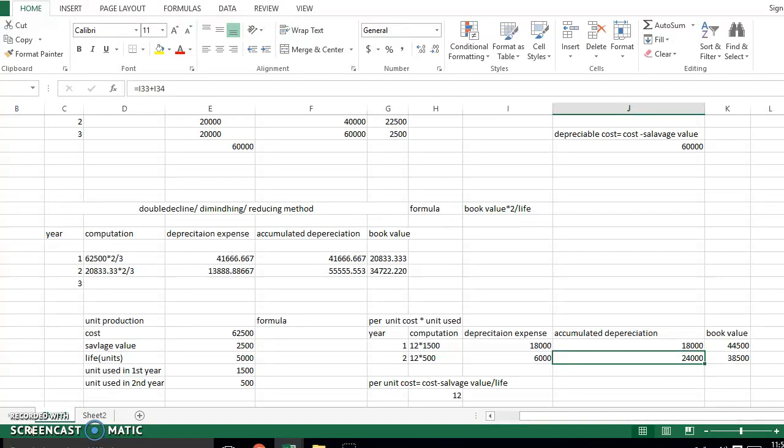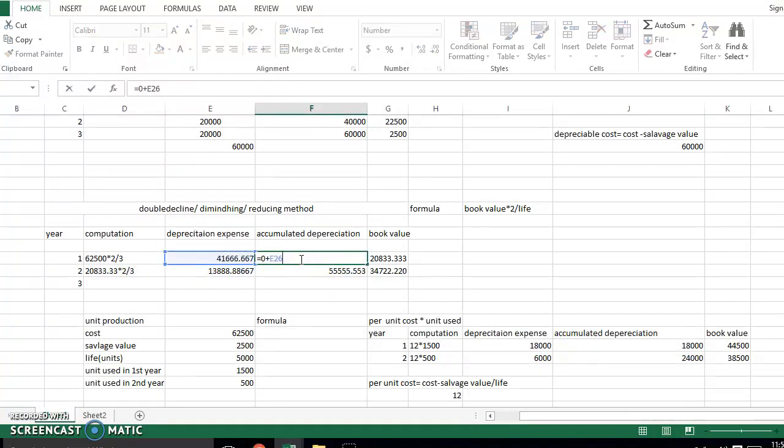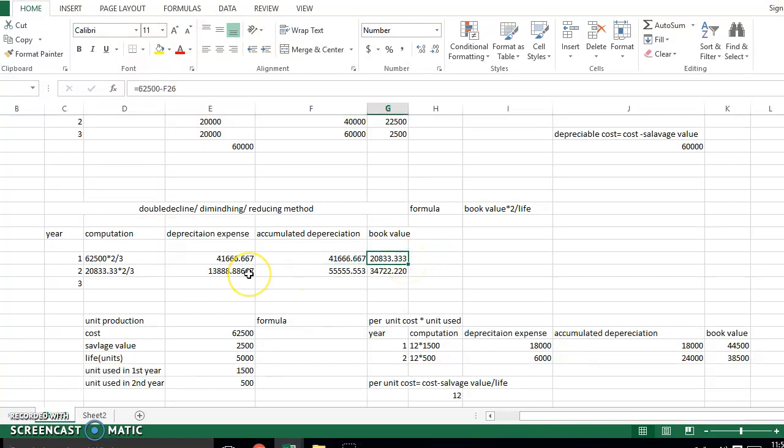Now students, we are going to discuss the double declining method. In the double declining method, the formula is the book value multiplied by 2 over life. Book value, as we know, is cost minus the accumulated depreciation. So in the first year there is no accumulated depreciation, so cost becomes equal to the book value. Now if we multiply it, we get 41667, and accumulated depreciation equals 0 plus 41667, which becomes the same amount, and the book value equals the cost minus accumulated depreciation, meaning 62,500 minus 41666.